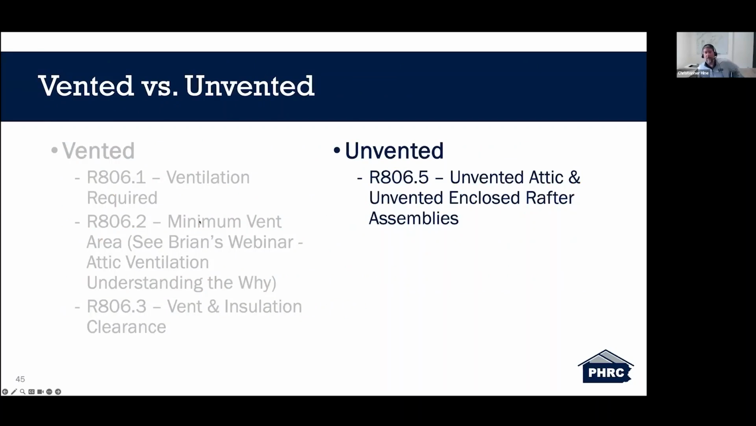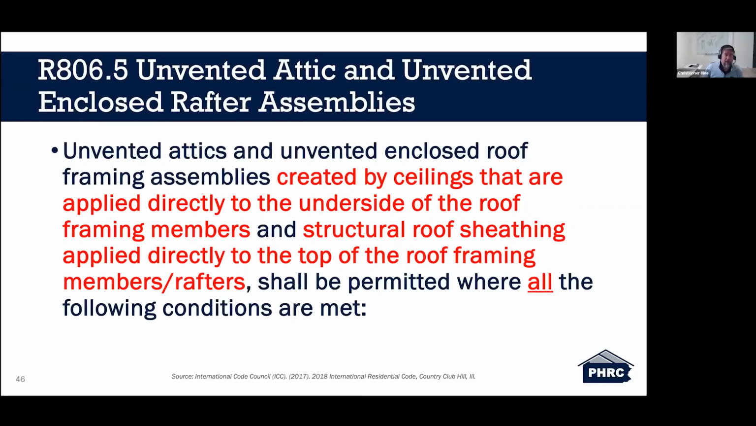These are going to come out of the unvented portion in R806.5, which is unvented attic and unvented enclosed rafter assemblies. And that is laid out right here that states that unvented attics and unvented enclosed roof framing assemblies created by ceilings that are applied directly to the underside of the roof framing members and structural roof sheathing applied directly to the top of the roof framing members or rafters shall be permitted where all of the following conditions are met. So there's a lot to unpack right there, right?